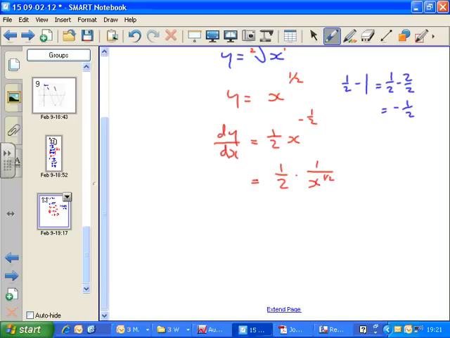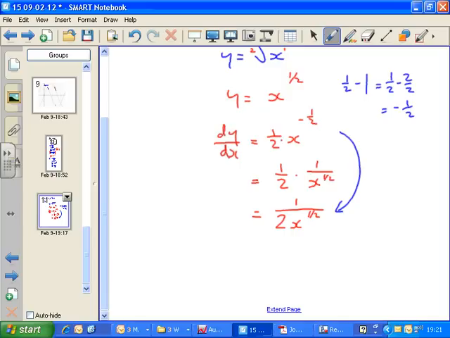So multiplying out these two fractions, we get 1 times 1 is 1 over 2 times x to the half. So that becomes 1 over 2x to the half. We can almost jump straight from this step to this step by just putting the x to the half underneath. It's not half x, it's a half times x to the minus a half.